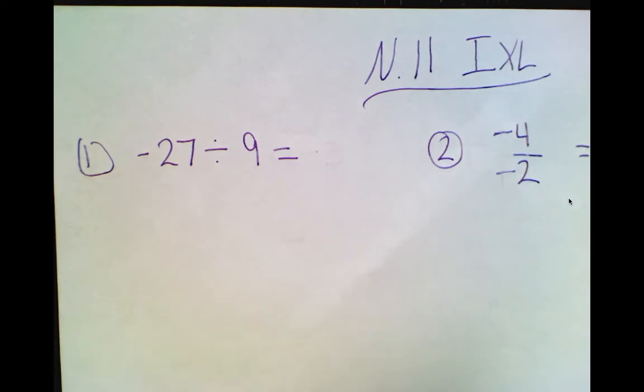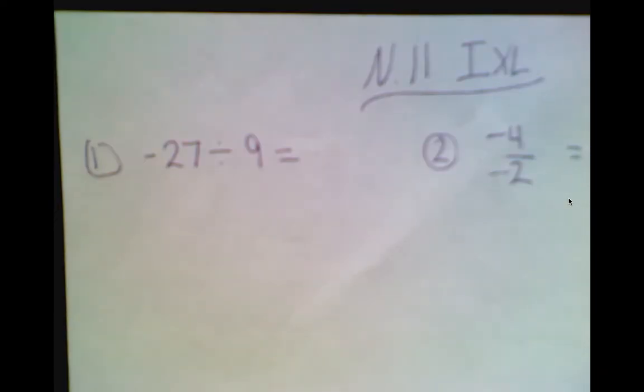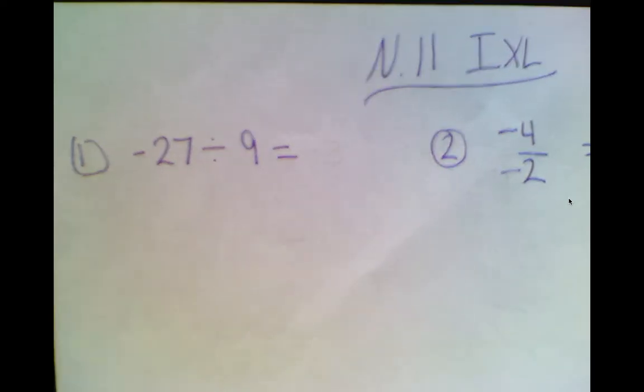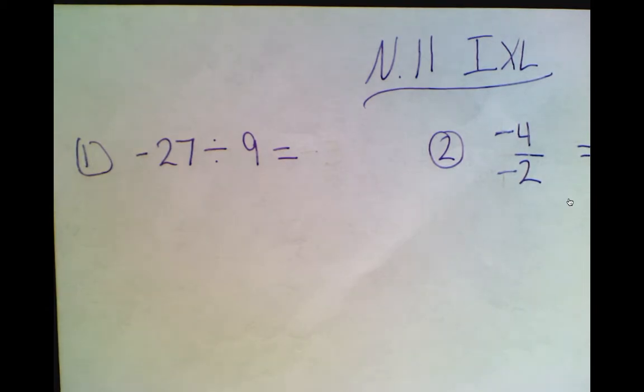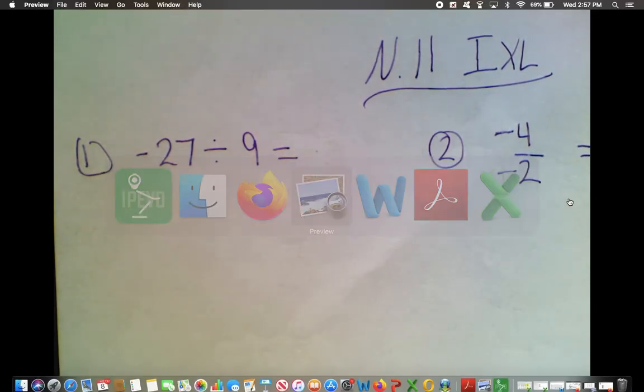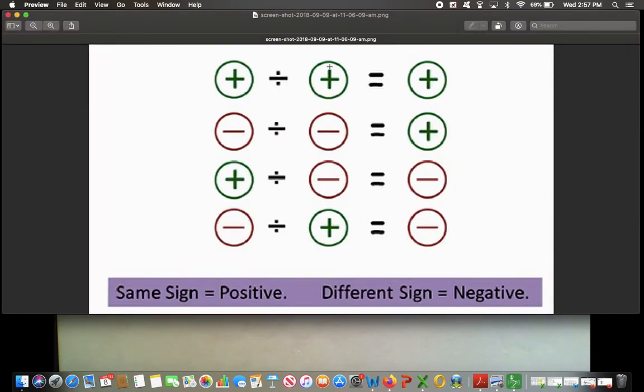And then for N11, it's going to be pretty much the same as yesterday, except instead of just finding the sign, you have to actually solve the problem. So if you remember, if you have same signs, so we have 2 positives, the answer is going to be positive. If you have 2 negatives, the answer is going to be positive. If you have a positive and a negative, the answer is going to be negative.